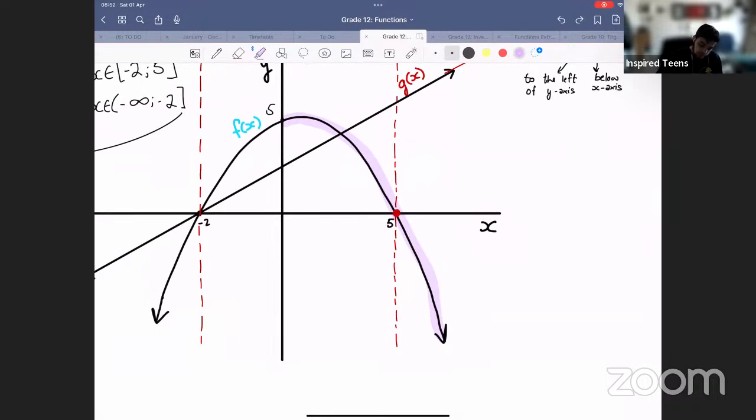So this entire portion is to the right, but not all of it is above. If we want to the right and above, we have to stop at 5, because if we go further, we're going to go below and then we're going to have to the right and below, which is not what we want. We want to the right and above.